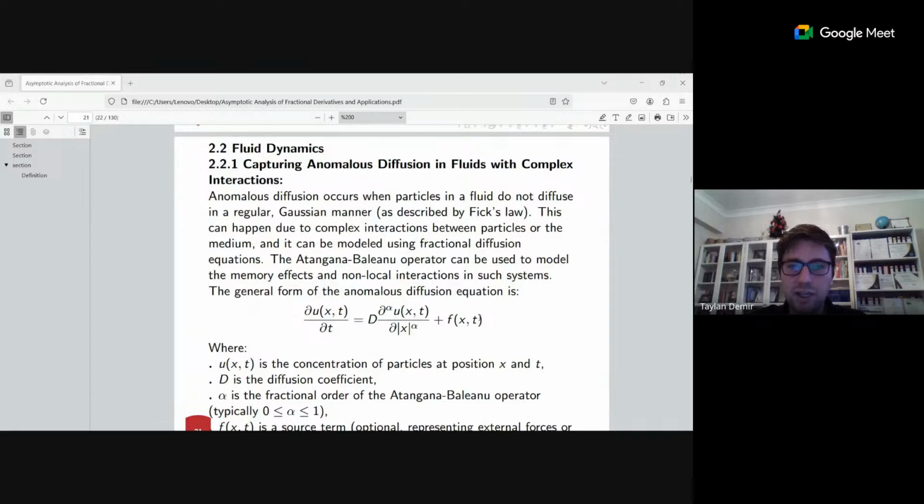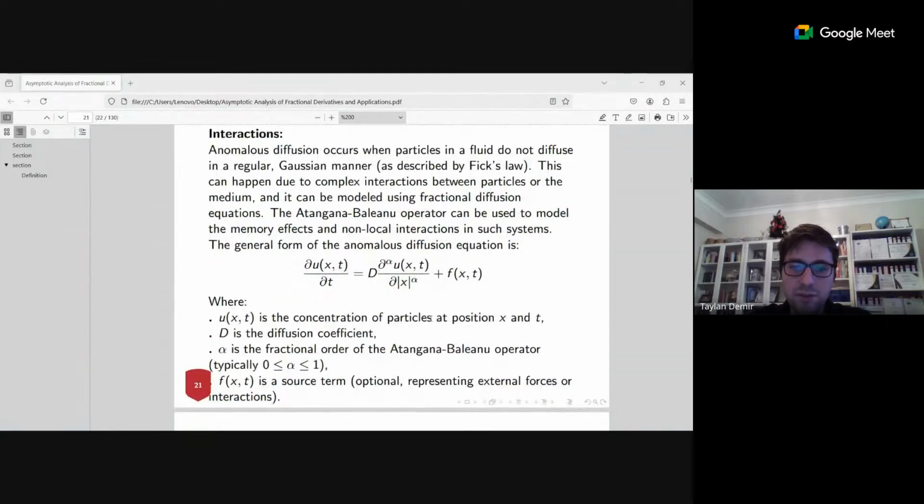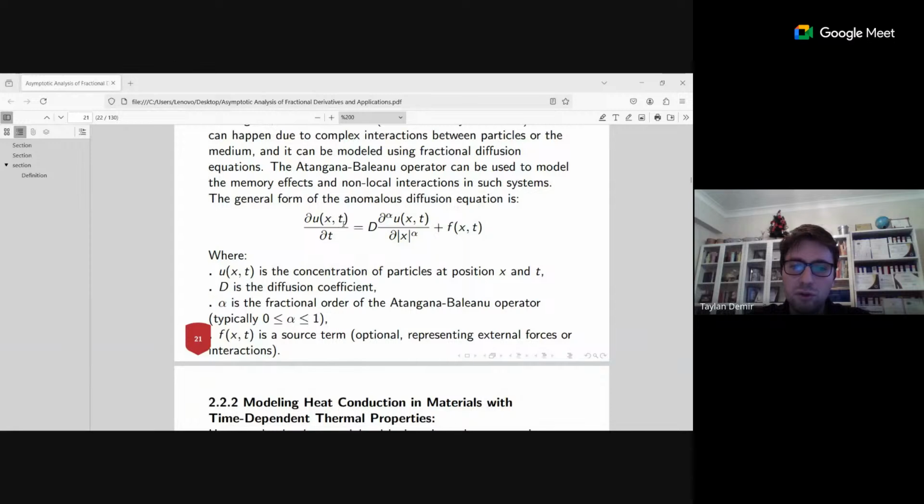And fluid dynamics. This formulation can be used to model the memory effects and non-local interactions in such systems. For example, capturing anomalous diffusion in fluids with complex interactions for more understanding of fluid dynamics. This is the general form. Similarly, U is the concentration of particles at position x and time t, and D is the diffusion coefficient.